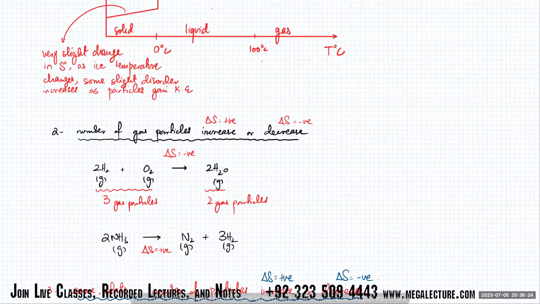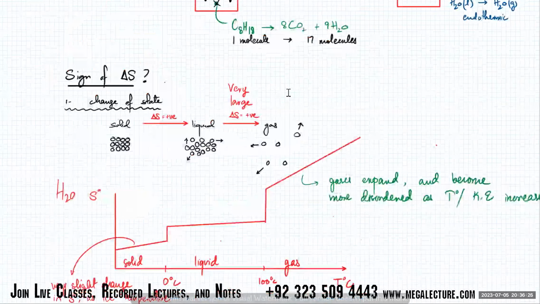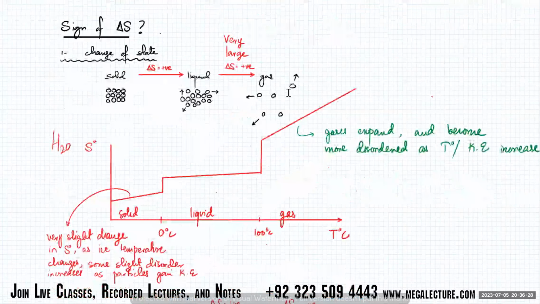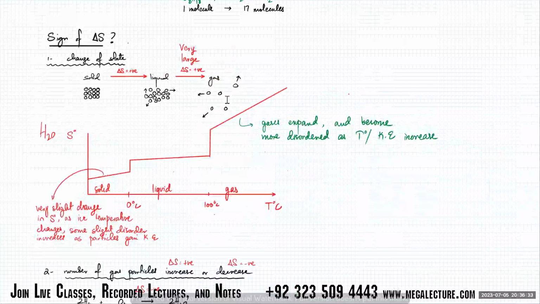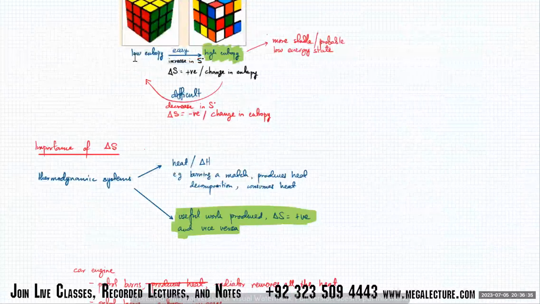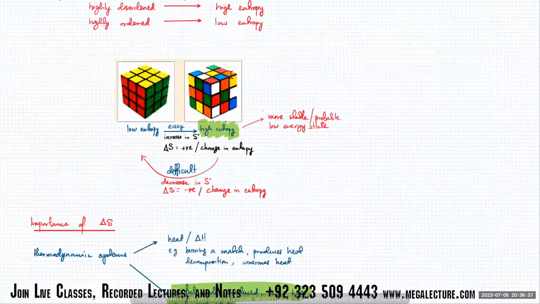What were we doing? We were doing entropy, disorder. I told you about delta S. Just a quick revision. What is entropy? Less disorder is low entropy. This is more disorder, more entropy. More entropy is more stable.